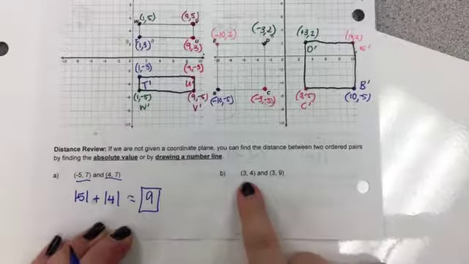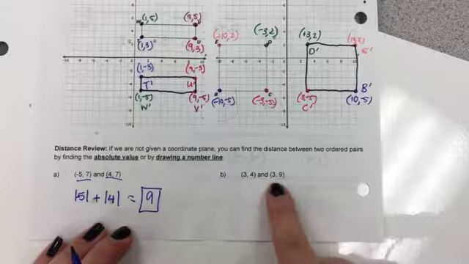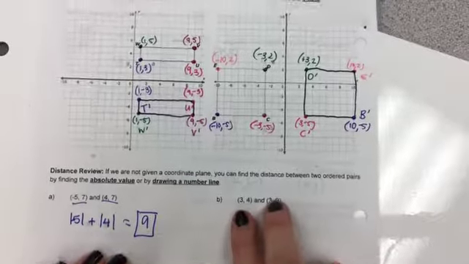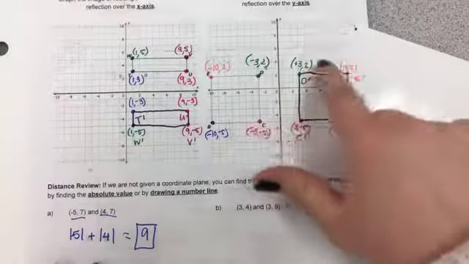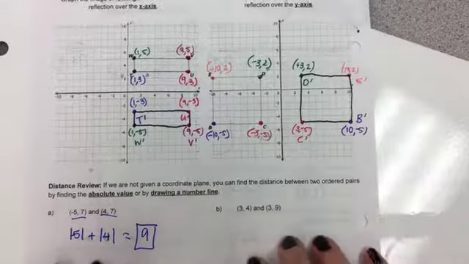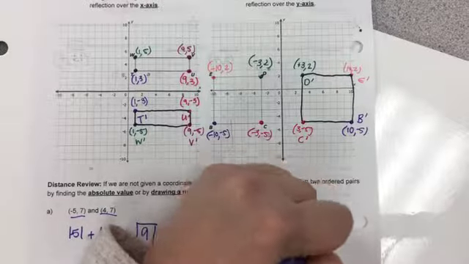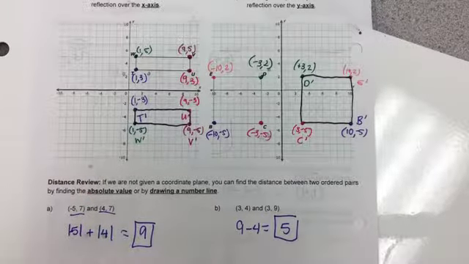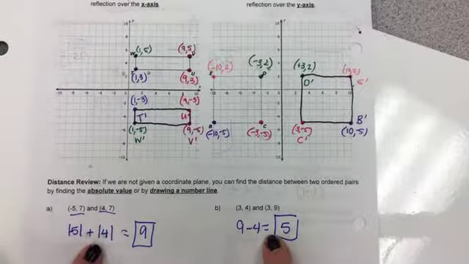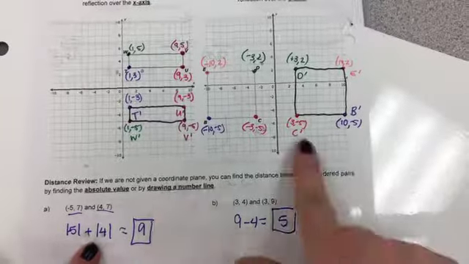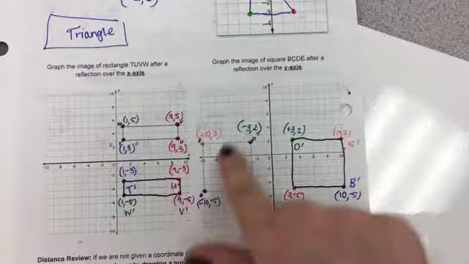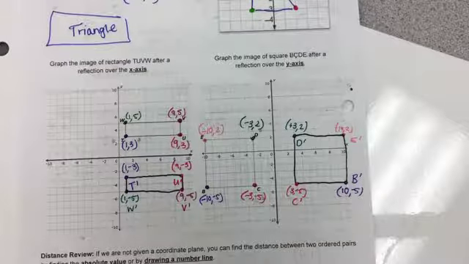And here's another one, +3, 4 and +3, 9. Both of these are going to be located in that first quadrant. So in this case, all we need to do is subtract 9 minus 4, and that gives us a final distance of 5. Again, if these methods do not work for you, you can draw a number line or you can use your coordinate planes as well to figure out the distance.